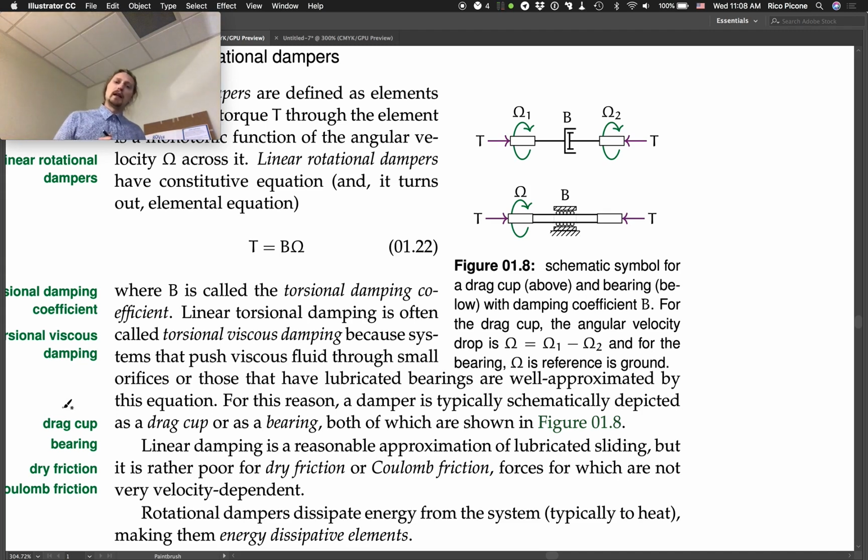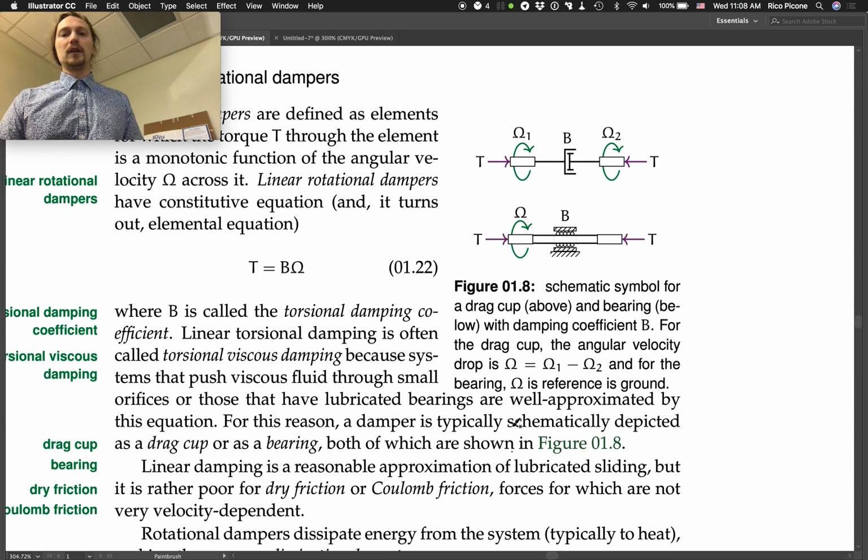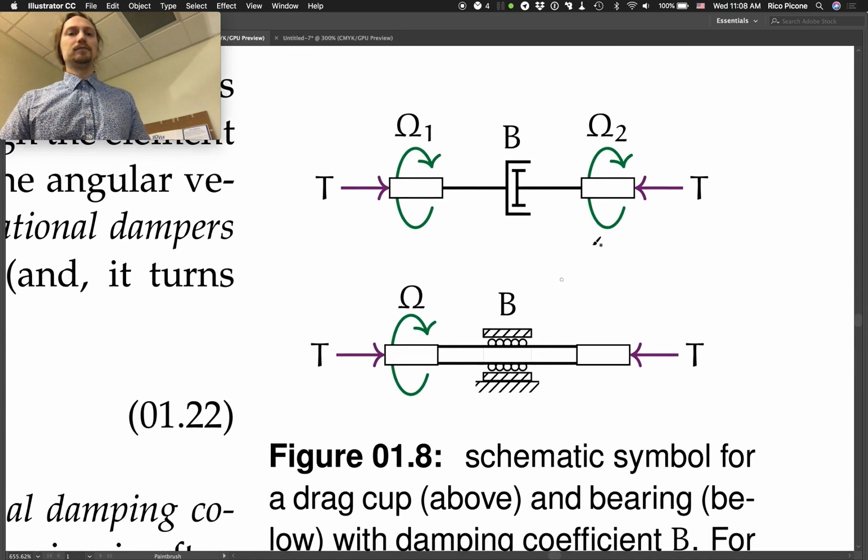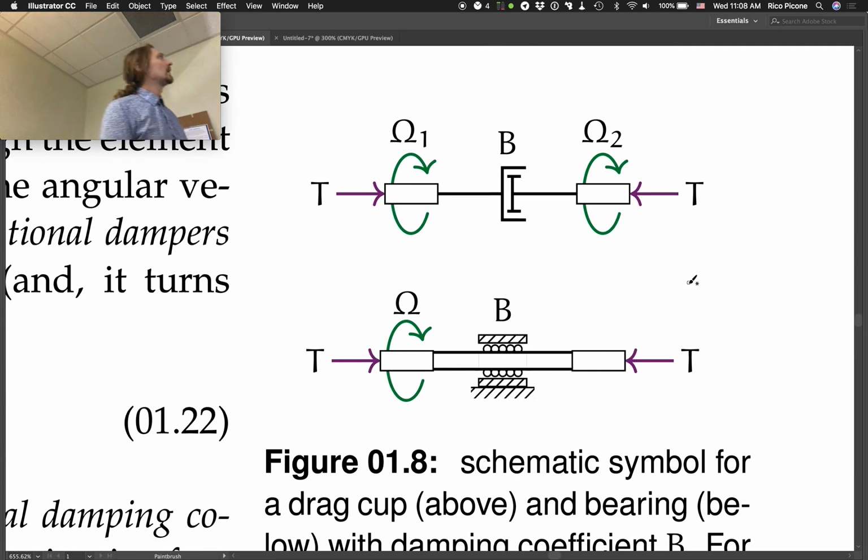For this reason, a damper is typically schematically depicted as a drag cup or as a bearing, both of which are shown in figure 1.8. So this is our figure. And a drag cup is an actual device that you can put between two shafts to couple them.